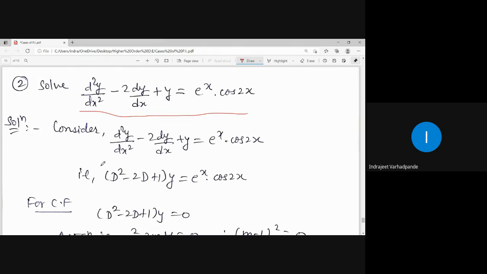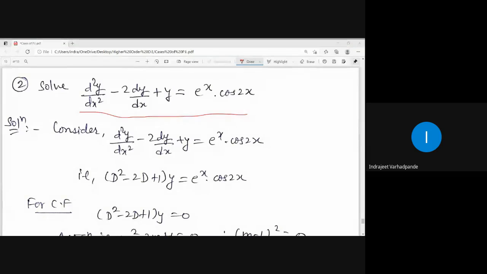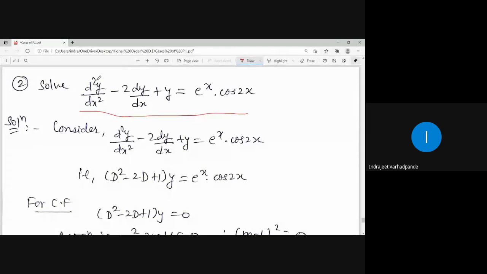The next example is d2y by dx square minus 2dy by dx plus y is equal to e to the power x into cos 2x, right? So the given differential equation contains the second order derivative d2y by dx square, and RHS is e to the power x into cos 2x.